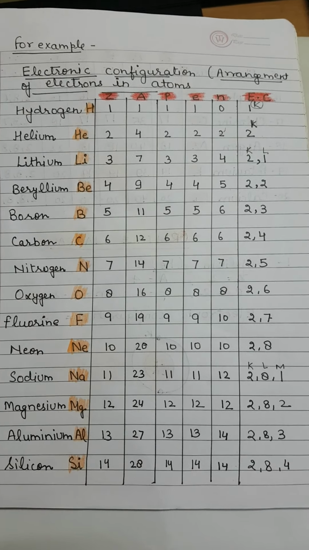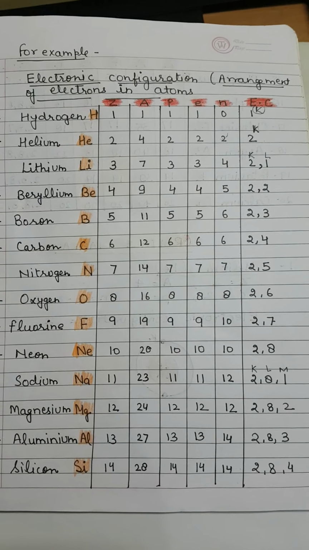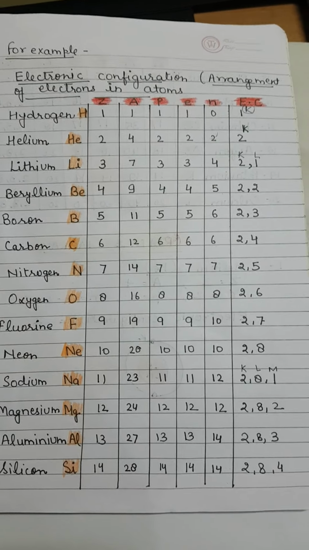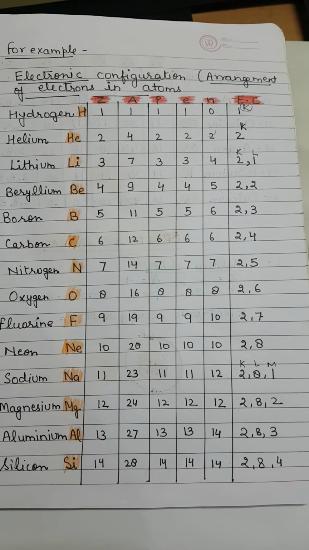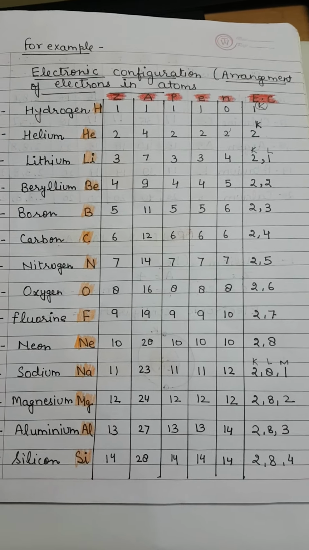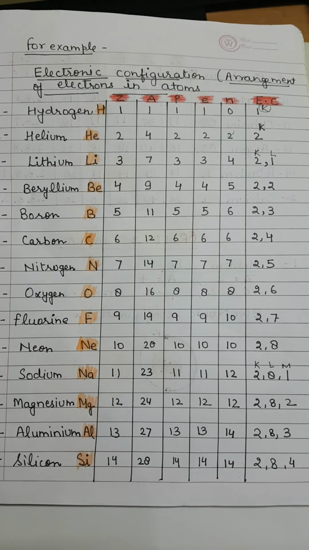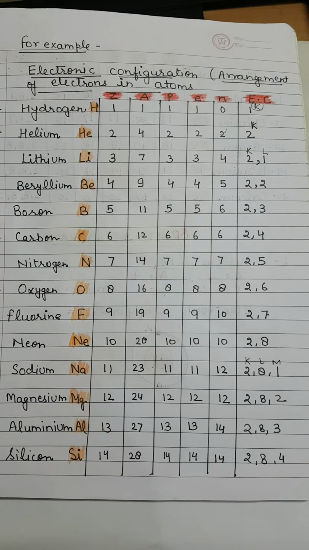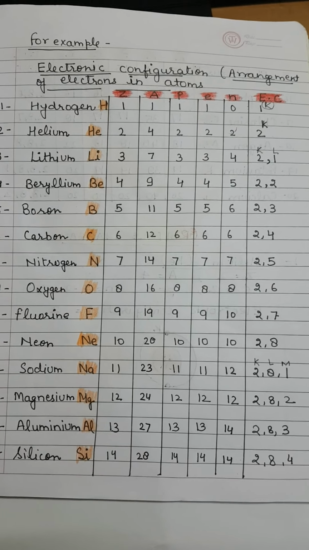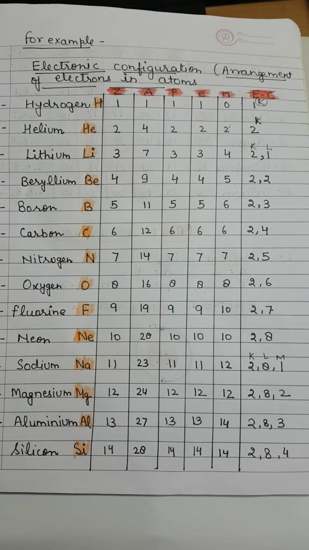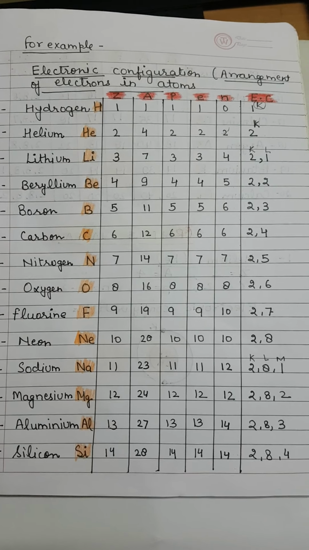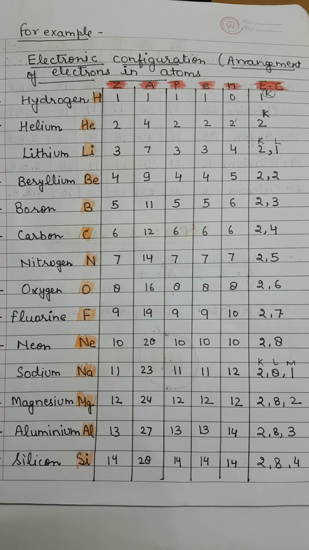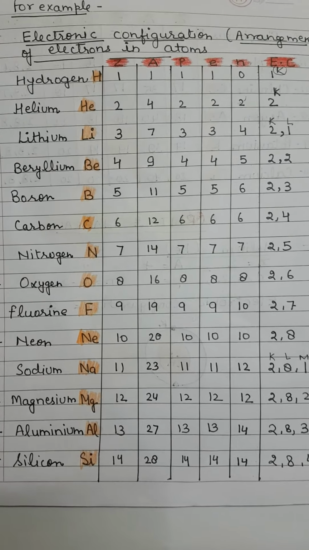I made this table for you. Electronic configuration means the arrangement of electrons in an atom of an element from atomic number 1 to 20. A very simple example, I am checking hydrogen. You know that the atomic number of hydrogen is 1 and the mass number is 1. Z indicates atomic number and A indicates mass number.